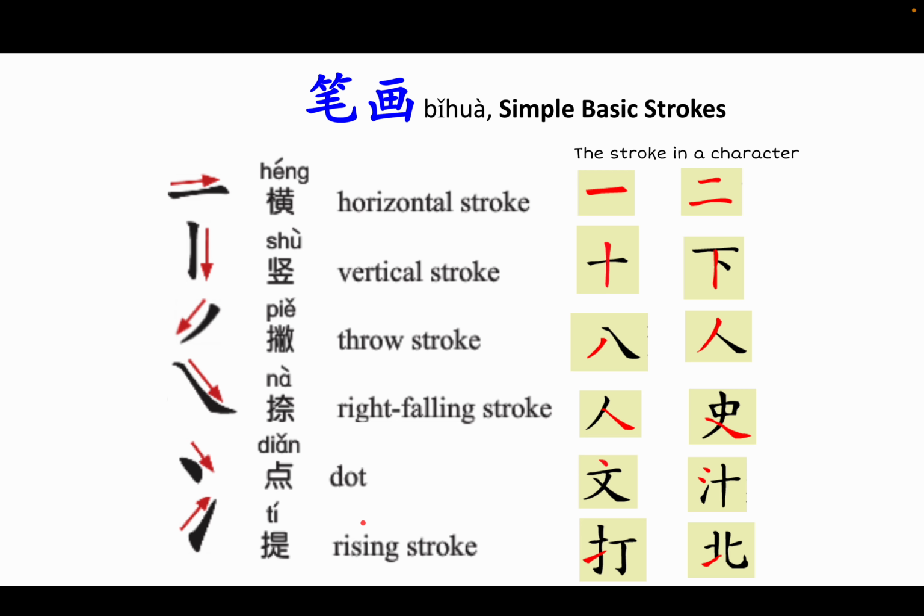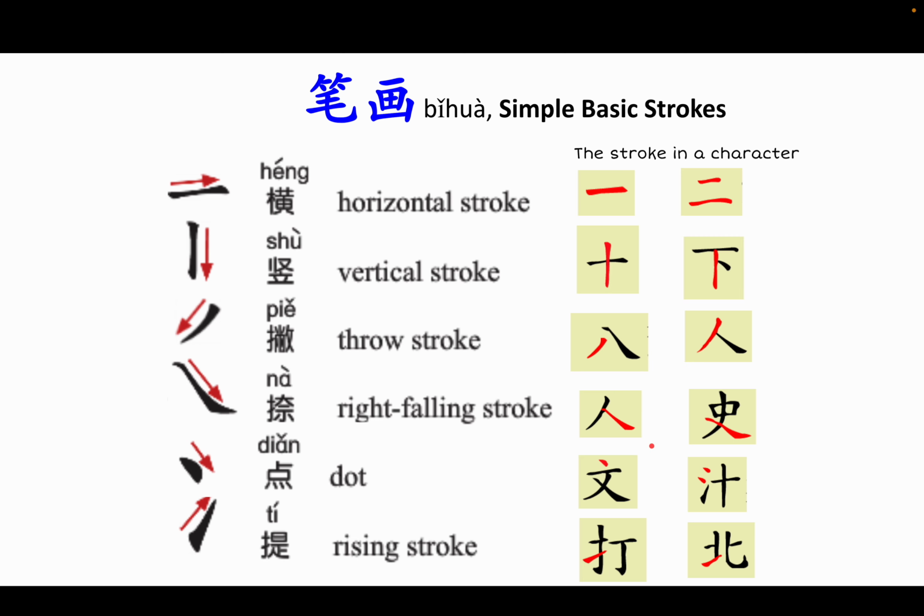Alright, this slide shows you the stroke in a character. Again, 横 in 一 and 二. 竖 in 十 and this character 下. 撇, it's a throw away, like a throw to left, throw stroke. 撇 in 八 and 人.